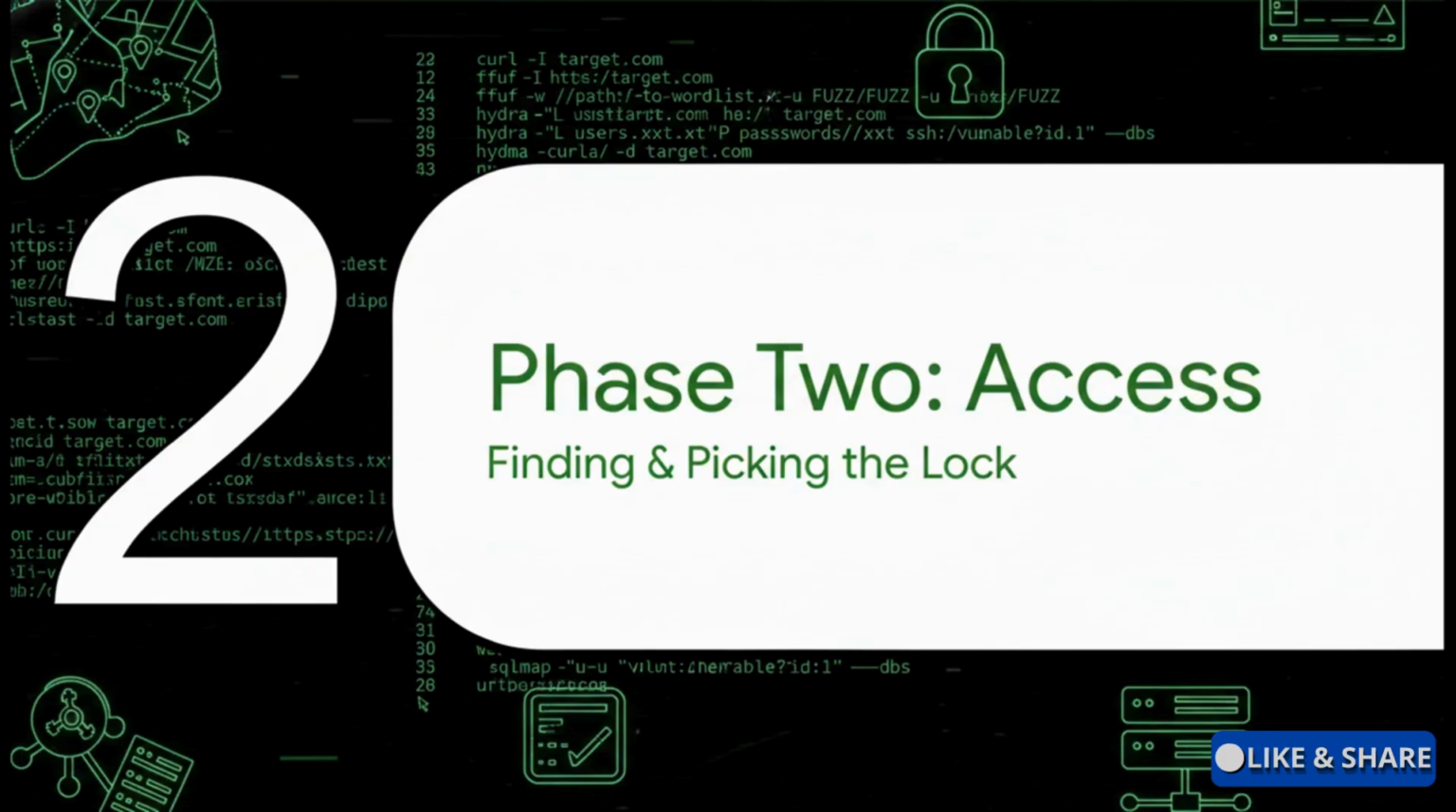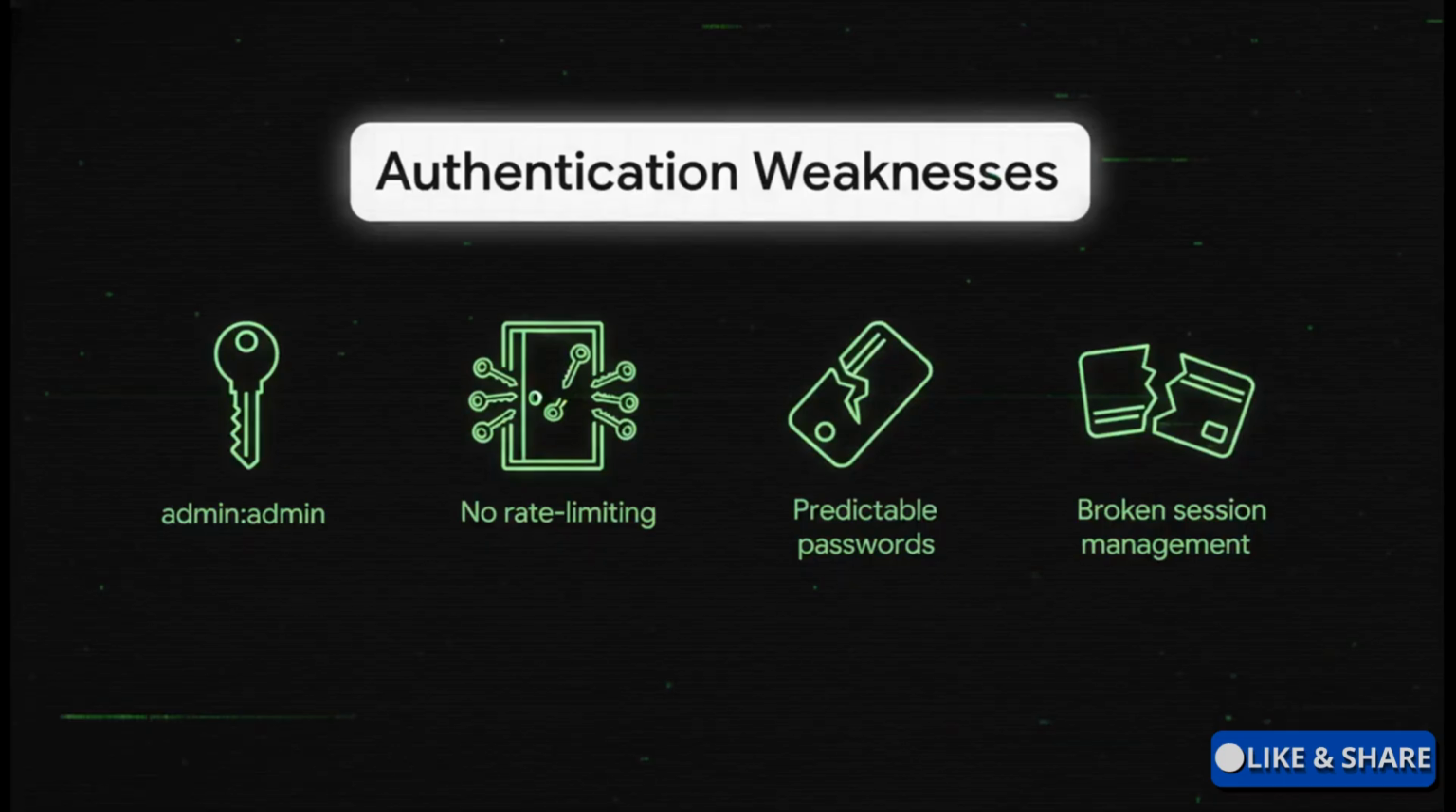Welcome to Phase 2, Access. It's all about finding that key or picking the lock. And you'd be surprised how often the easiest way in is just the front door. Seriously, attackers are always on the lookout for the easy wins, the low-hanging fruit. I'm talking about default credentials that nobody ever bothered to change, login pages that'll let you guess a password 1,000,000 times without locking you out, stuff like that. These are basically the doors that were left unlocked.